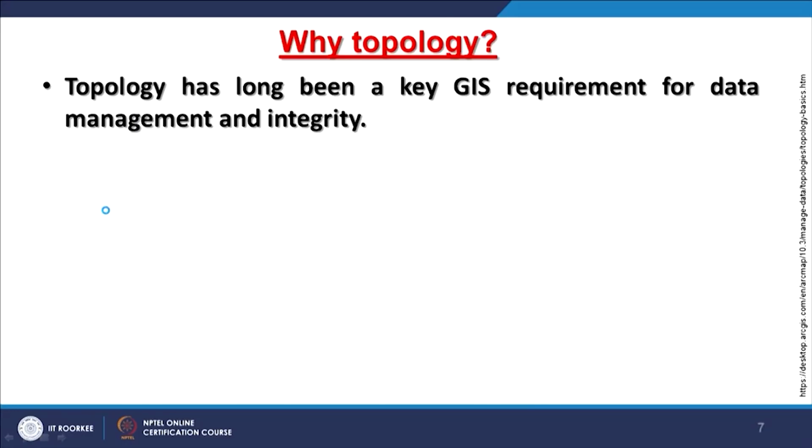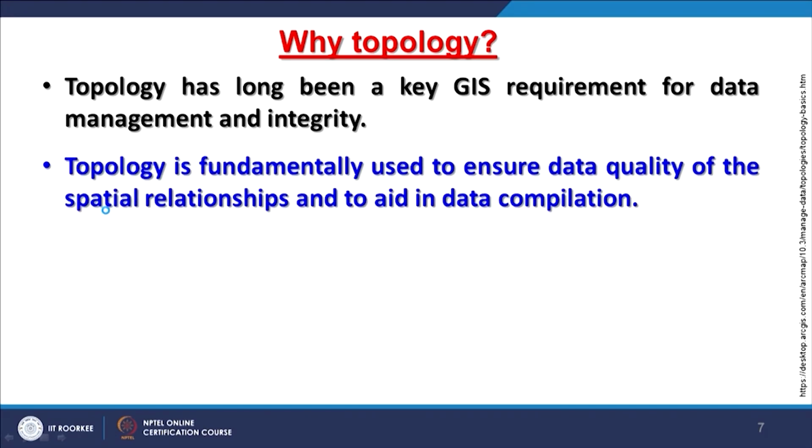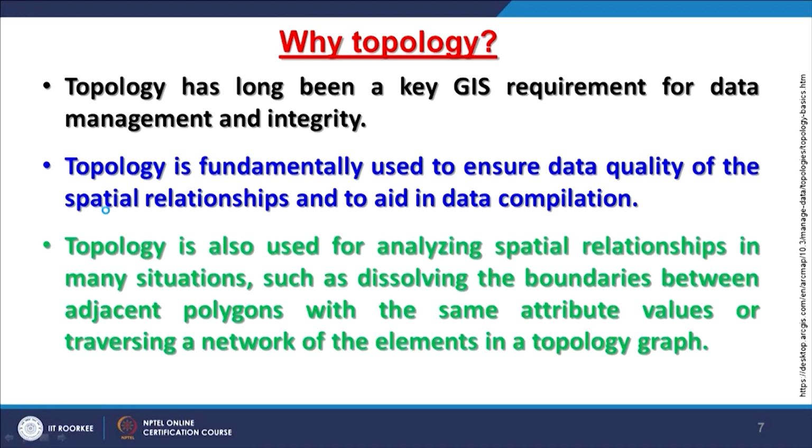So, topology has long been a key GIS requirement for data management and integrity. Initially it was not there, later on it started coming, but we had to build it separately. Now it is built automatically when we do the digitization work. Topology is used basically to ensure data quality because errors are minimized, to maintain spatial relationships, and it also aids in data compilation. Topology is also used for analyzing spatial relationships in many situations, such as dissolving boundaries between adjacent polygons with the same attribute values, or traversing a network of elements in a topology graph. So that way we can also do it.